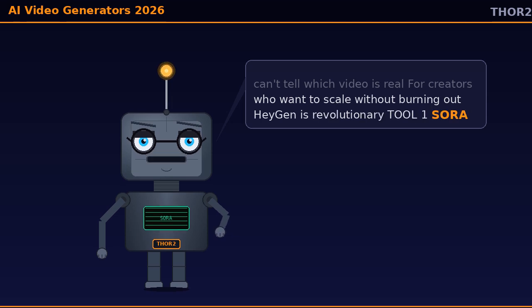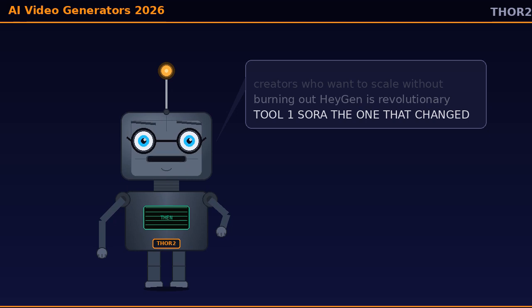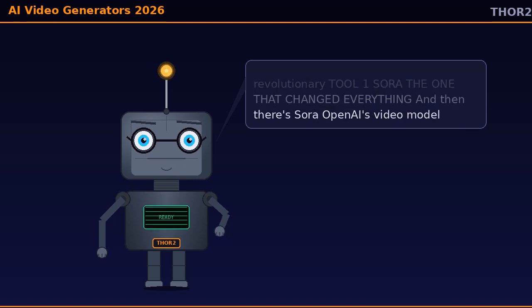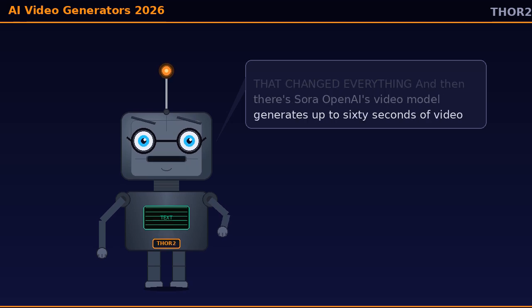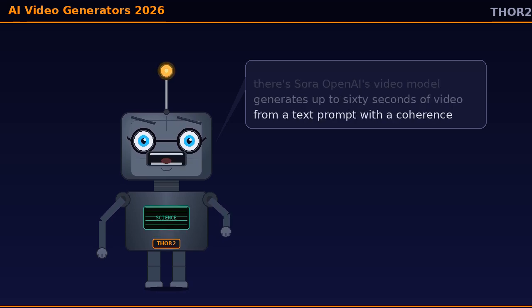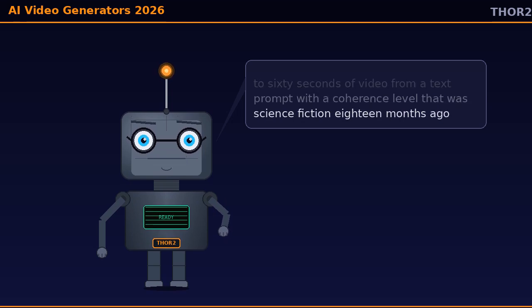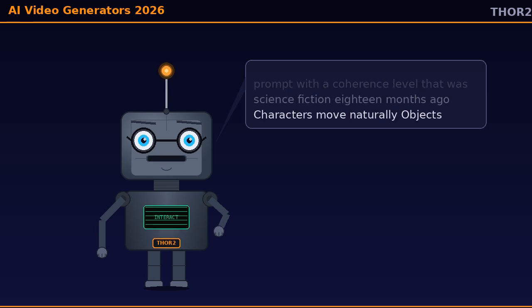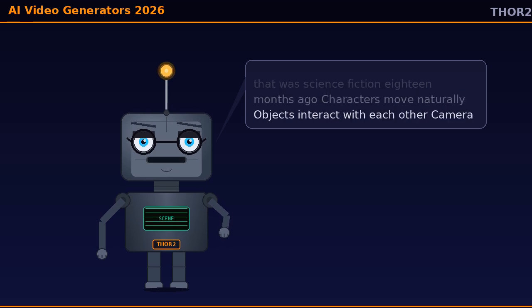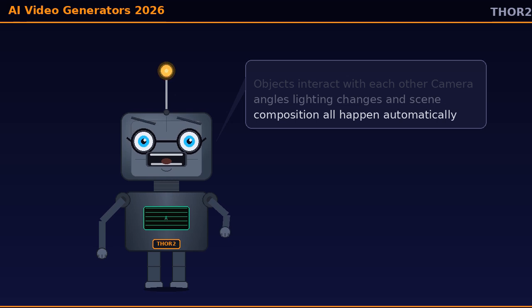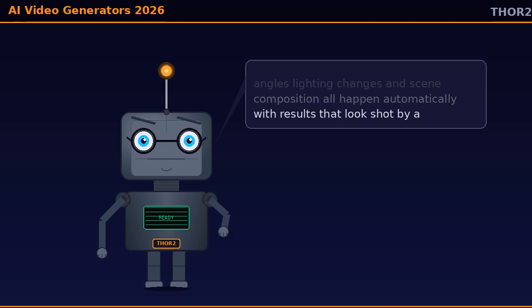Tool 1, Sora, the one that changed everything. And then there's Sora. OpenAI's video model generates up to 60 seconds of video from a text prompt with a coherence level that was science fiction 18 months ago. Characters move naturally. Objects interact with each other. Camera angles, lighting changes, and scene composition all happen automatically with results that look shot by a professional cinematographer.